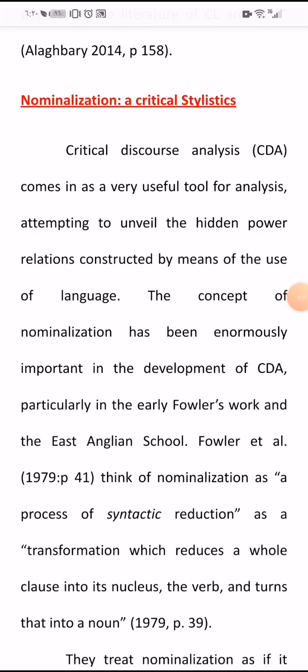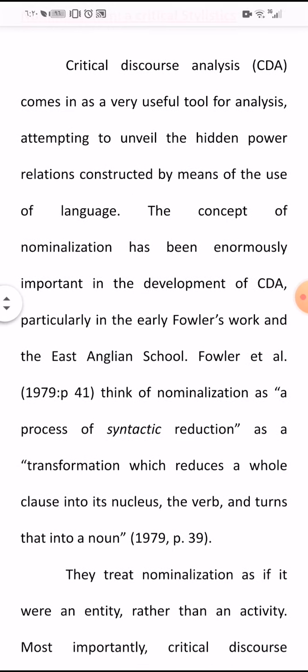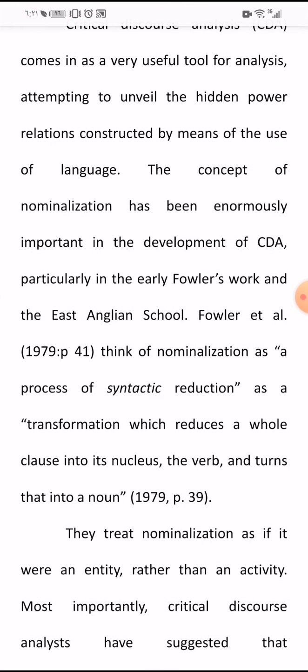Now I will talk about nominalization. This concept has been enormously important in the development of CDA, particularly in the early work of Fowler on the East Anglian school. Fowler thinks of nominalization as a process of syntactic reduction, a transformation which reduces a whole clause, encloses the verb and turns that into a noun. So here the scholars treat nominalization as if it were an entity rather than an activity.